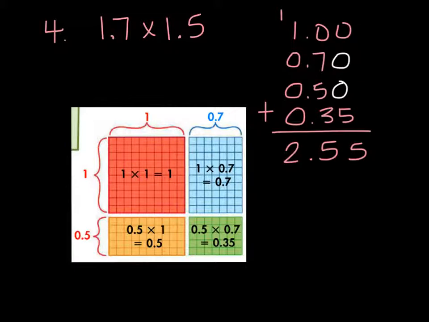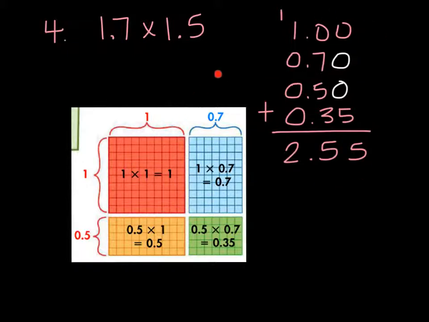But you still multiply the 1 times the 1, the 1 times the 7/10, the 5/10 times the 1, and then the 5/10 times the 7/10. And so, like with any box method, once you have the partial products, then you add them all together to get your final product.